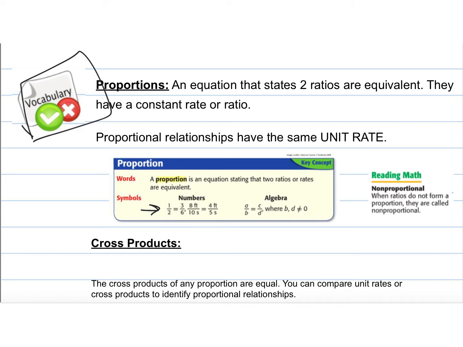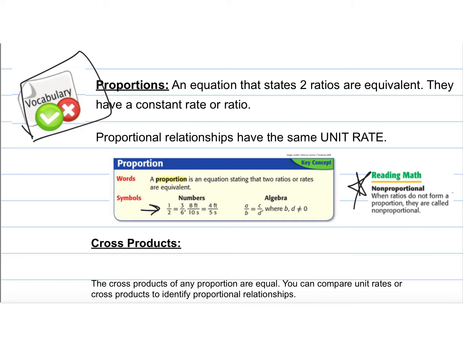Okay. Something to note: if the ratios are not a proportion, then we would call them non-proportional. Another vocab word: cross products. The cross products of any proportion are equal. You can compare unit rates or cross products to identify proportional relationships. So if you were looking at two ratios, you could find the unit rate for them and compare them to decide if they are proportional, otherwise cross products. We're going to practice a lot with cross products here.